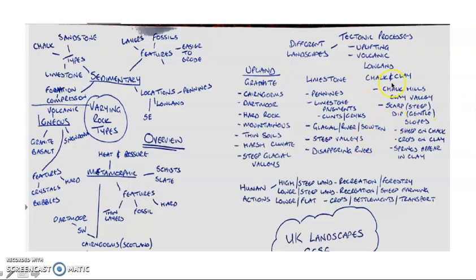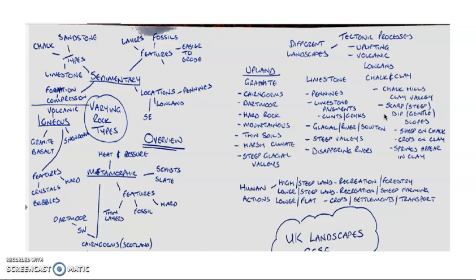The final type of landscape is chalk and clay. These are often found particularly in the southeast, where the chalk is more resistant to erosion than the clay. So we tend to find chalk hills and clay valleys. Now the key features of these is they often have one scarp, very steep slope, and then one more gently sloping side.